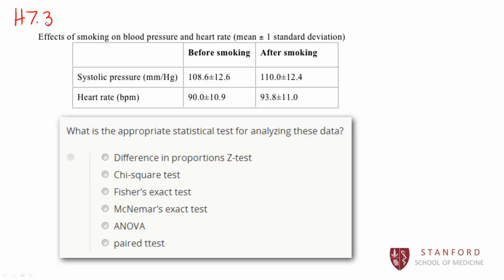This is a situation where we have paired data. We have repeated measures. It's the same women measured before and after they smoked. We have a continuous outcome, which is blood pressure and also heart rate. And so we're going to be using a paired t-test here because it's a before and after with a continuous outcome.